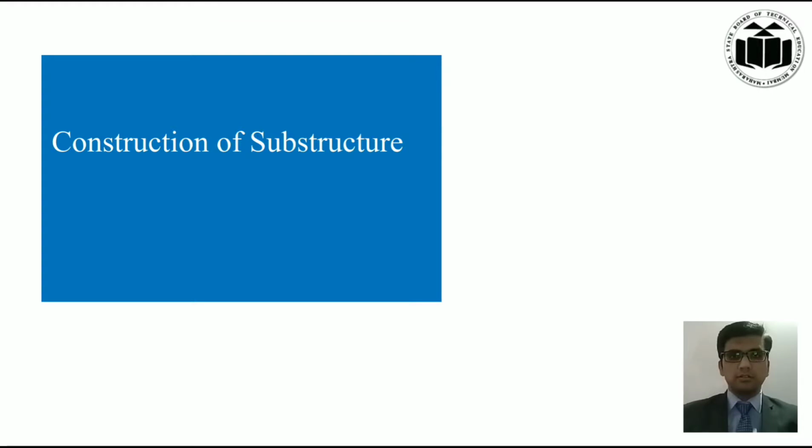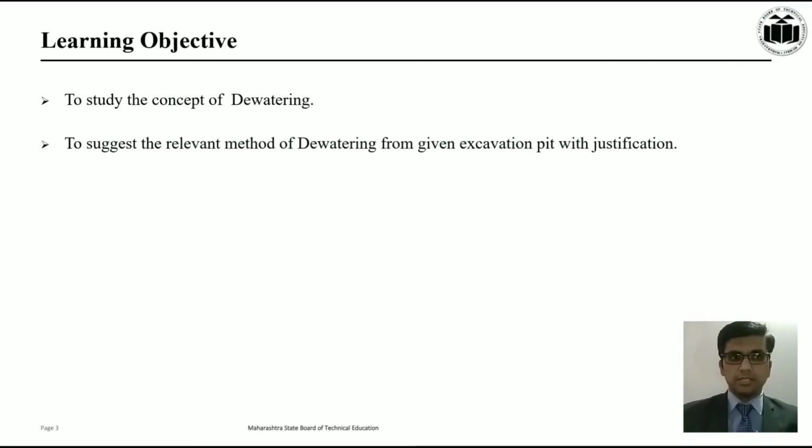So students, today we are going to study a very interesting module of building construction, that is construction of substructure, which includes topics like concept of dewatering and its methods. So let us begin. The learning objectives are to study the concept of dewatering, and to suggest the relevant method of dewatering from a given excavation pit with justification.